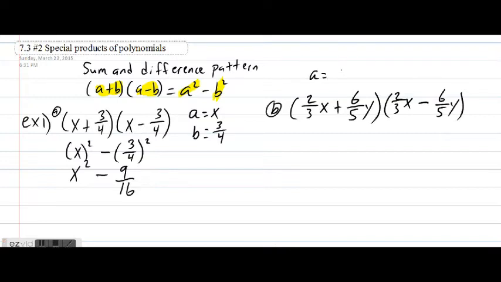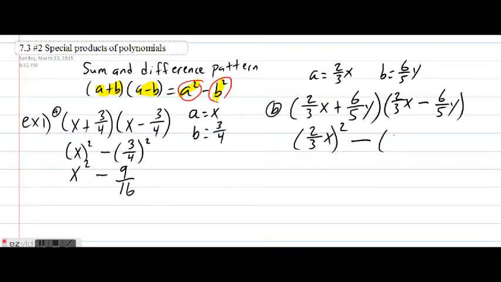Alright. So A is equal to 2/3 x. B is equal to 6 over 5 times y. Alright, so again, looking at this pattern, it's just telling us whatever a is, square it. A is 2/3 x squared minus, and again, whatever b is, we're simply going to square it. So put it in parentheses. 6 over 5 y squared.